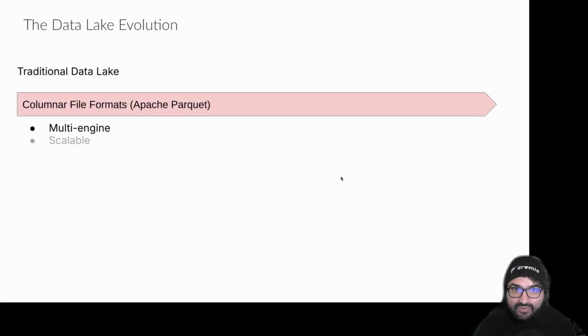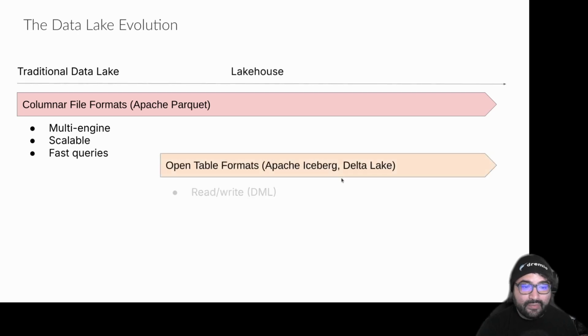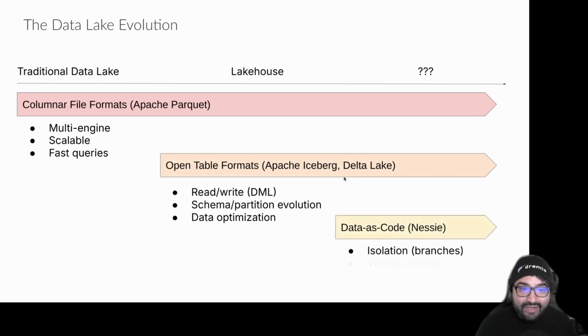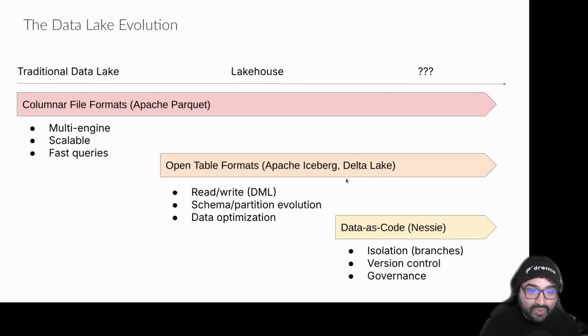So again, we start off with columnar file formats that allowed us to store that data at scale. Then we had open table formats that allowed us to wrap those data files into tables with guarantees. But then we need to track those tables, and another thing we want is to have data as code, to be able to do Git-like semantics on our data, so we can get things like isolation of our workloads, version control, and governance. Nessie fills that gap.